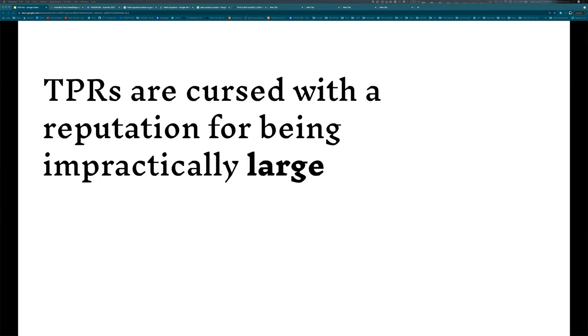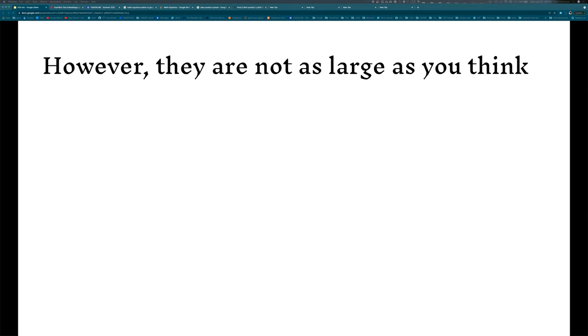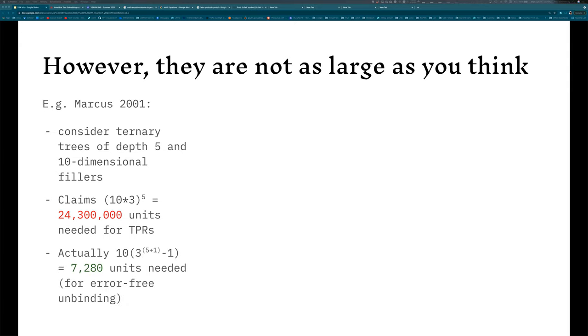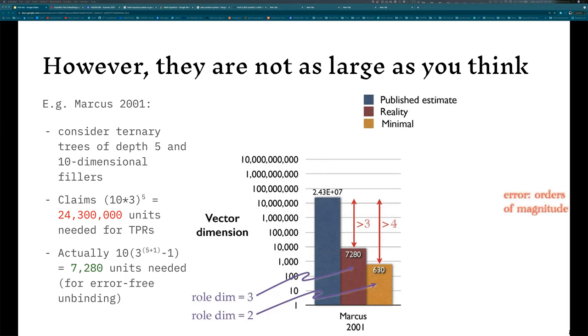Now, as some of you may be aware, TPRs have a reputation for being impractically large, but they're not really as large as many people think. For example, in The Algebraic Mind, Gary Marcus talks about a particular case of ternary trees of depth 5, with 10-dimensional fillers, and claims that you need 24 million units to use TPRs to represent these. But actually, you need 7,280 units. The published estimate is three orders of magnitude too large. In fact, it can be done smaller if we use two-dimensional role vectors, which is all we need for binary trees. And then it's four orders of magnitude.